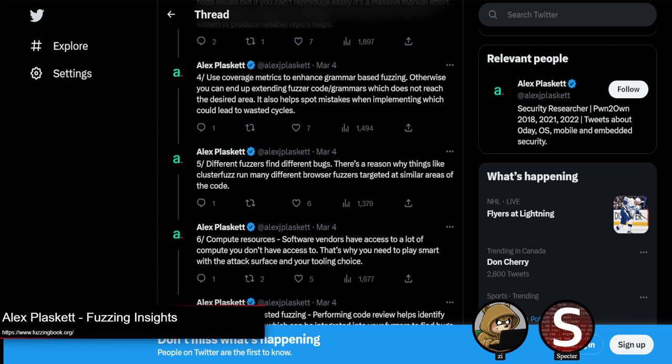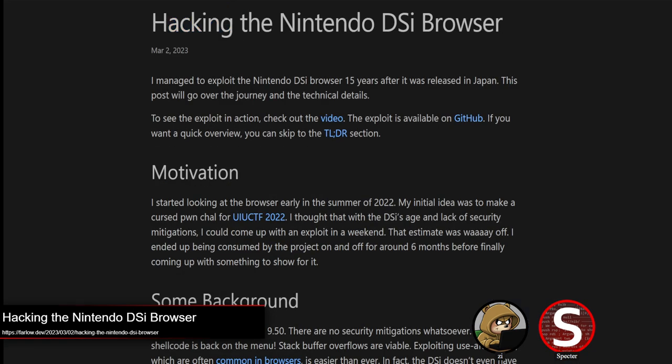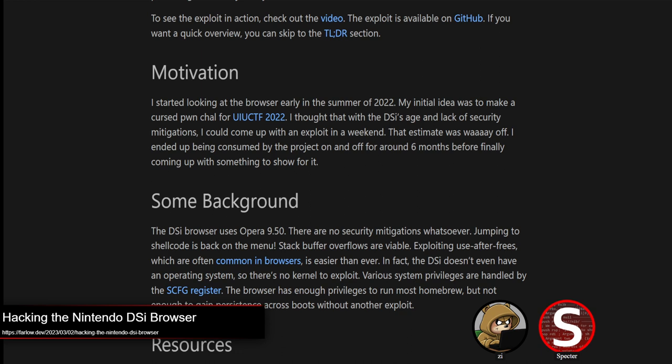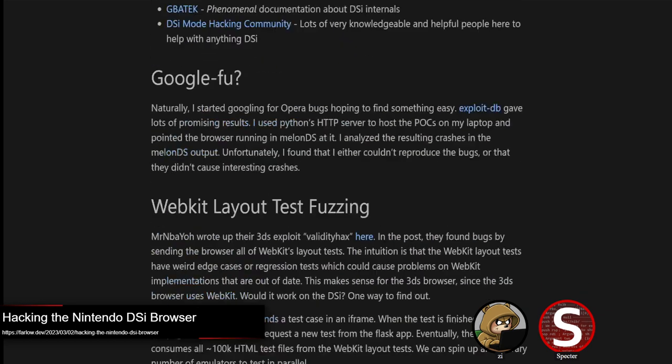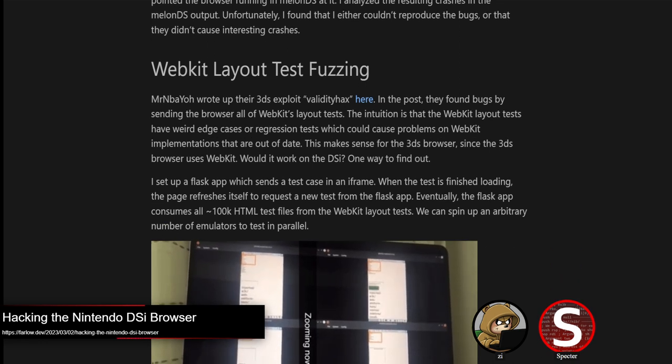Cool. So moving away from some fuzzing stuff and getting into our vulnerability of the episode, we don't really have that many, but we do have one. We have a post by Farlow on a bug and exploit in Opera 9.50, which was used to hack the Nintendo DSi. It was inspired by research on the later 3DS device, where a researcher named Mr. Nbayo previously used a WebKit layout unit test to try to find bugs in the 3DS browser, which is WebKit based. So they thought, maybe we could use this on the DSi.